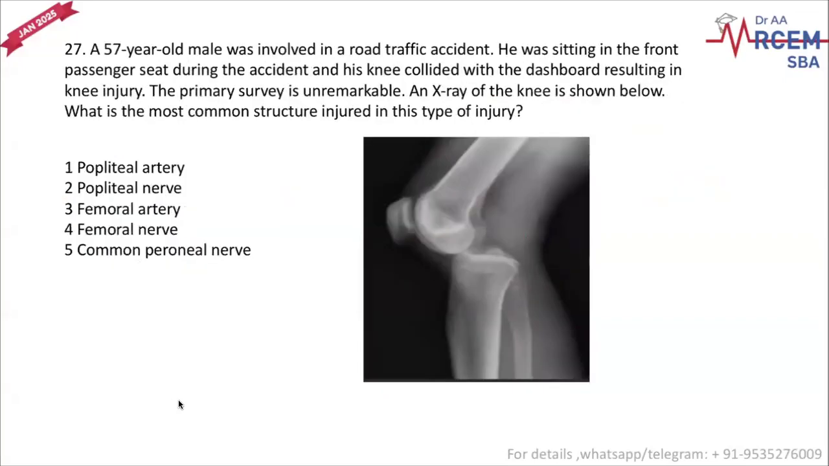A 57 years old male was involved in a road traffic accident. He was sitting in the front seat, and during the accident, his knee collided with the dashboard, resulting in the knee injury. The primary survey is fine. X-ray is taken. Common structure injured in this type of injury. So, what is the diagnosis? What are you seeing on the X-ray?